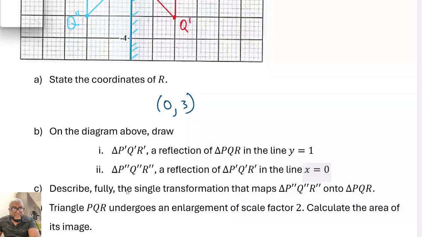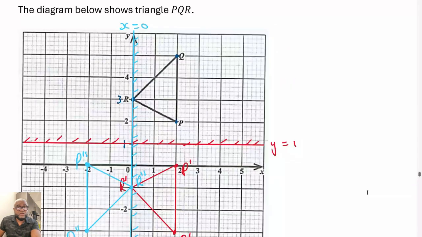There you go. Describe fully the single transformation that could map P double prime, Q double prime, R double prime onto PQR. So they want to know what you think could map this onto this. What do you think it will be? No, that's not a flip. It's one single transformation. It could actually be a rotation. You see that? But the rotation is how much? Where's the center of rotation?